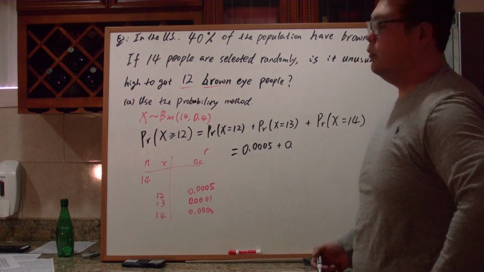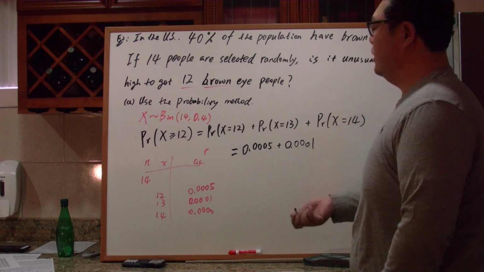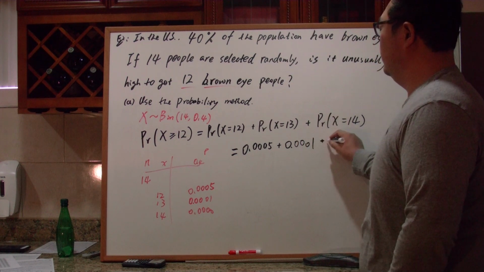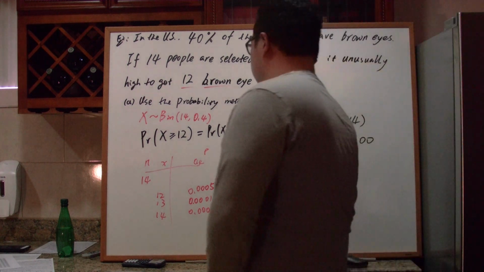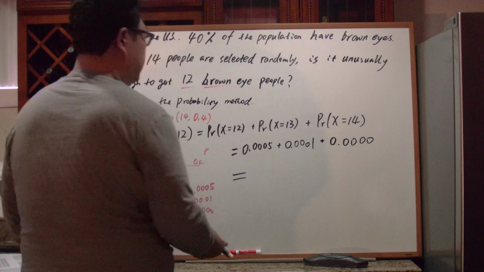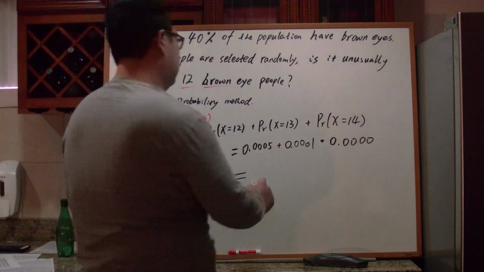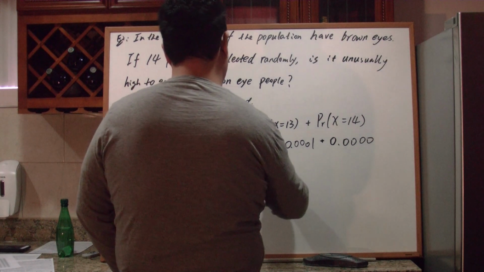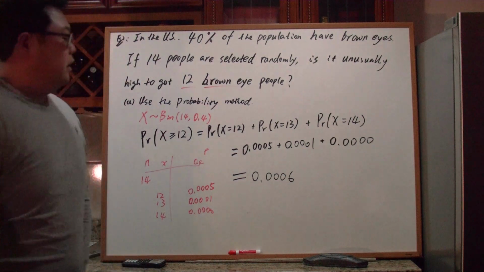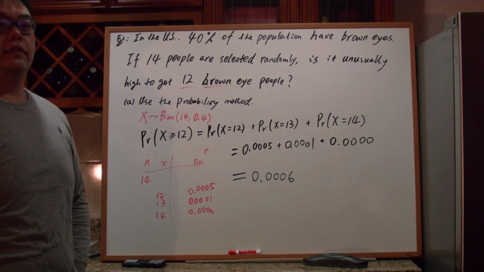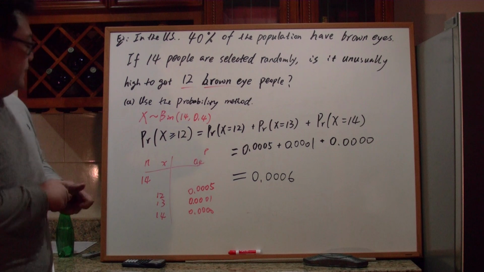For 12, that's 0.0005, 0.0001 is for x to be 13, 0.0000 for x to be 14. That is from rounding. It doesn't mean it is 0, it's just from rounding. Then we get the value is 0.0006. Right, I have the value.